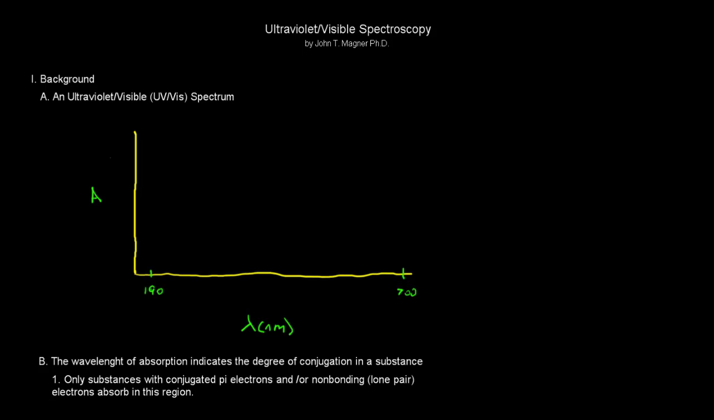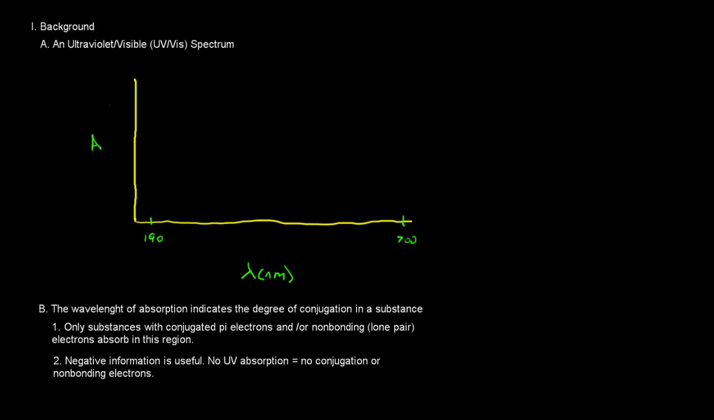So if you take a UV visible spectrum of a compound and don't obtain any absorption in the region from 190 to 700 nanometers, that also gives us useful information, because what that implies, of course, is that there are no conjugated pi electrons or non-bonding electrons in that substance. So negative information is useful.